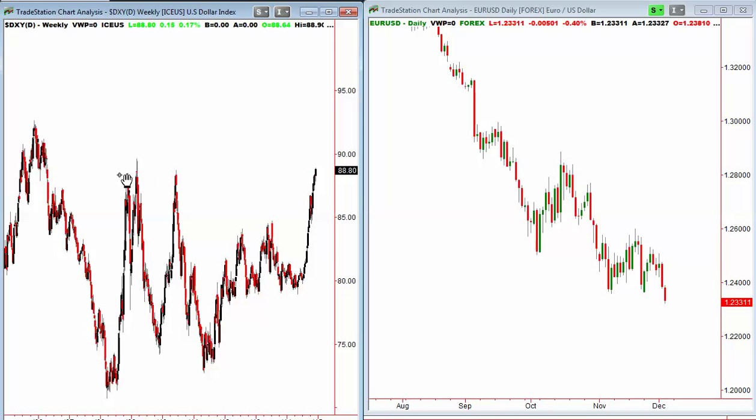What you should do is step one, look at the index. When the index is showing you that it's hitting resistance and is dropping back, you should then turn to your euro dollar chart and have a look for a support or a demand level, and then look to buy or get long from there. This is one of the ways we use the dollar index.